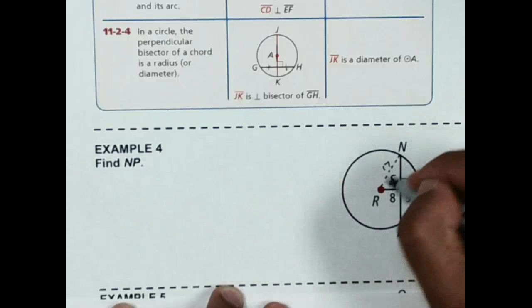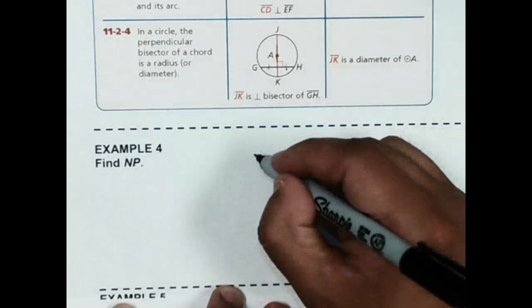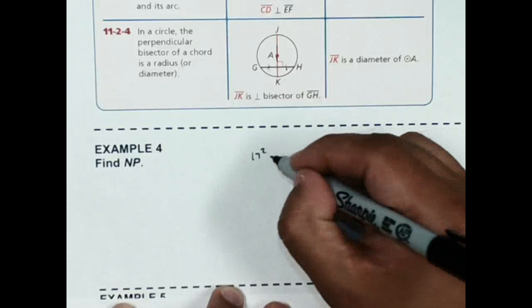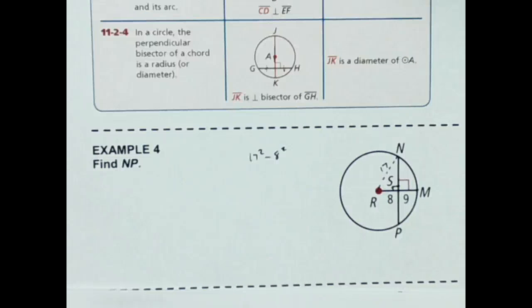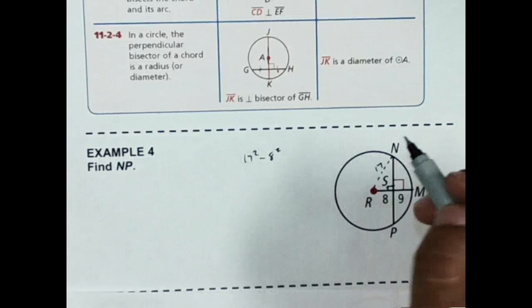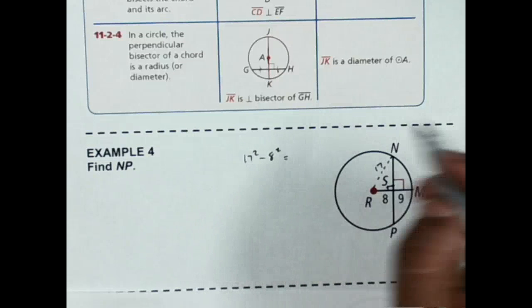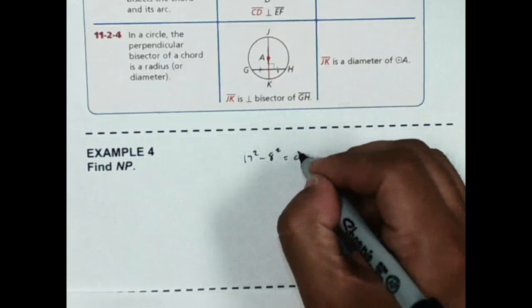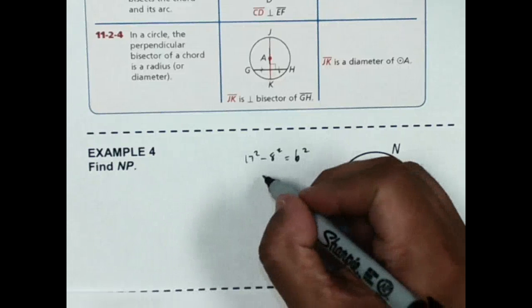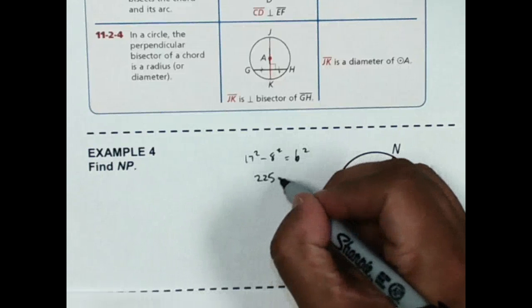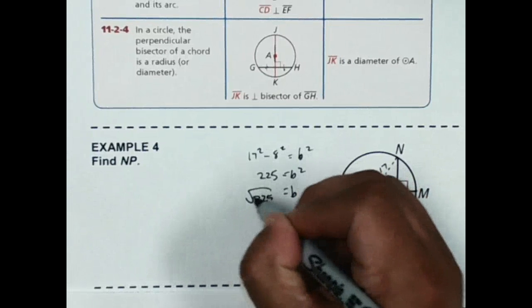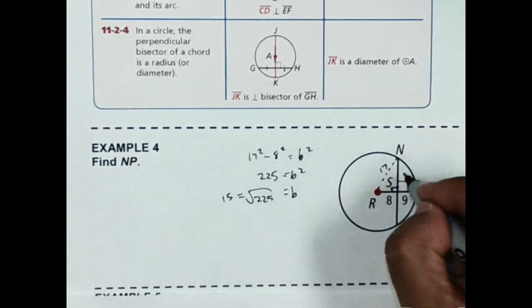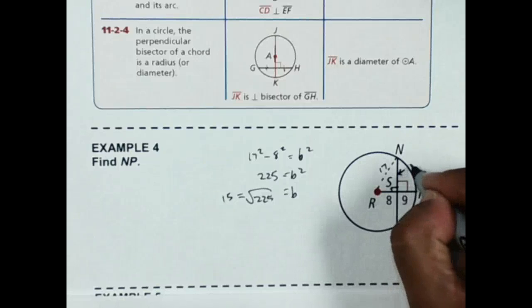Since NR is the hypotenuse, that's going to be 17 squared minus 8 squared. Let's make that b squared. That's going to give me 225 is equal to b squared. B is going to equal the square root of 225, which is 15. So I know this piece right here is 15.